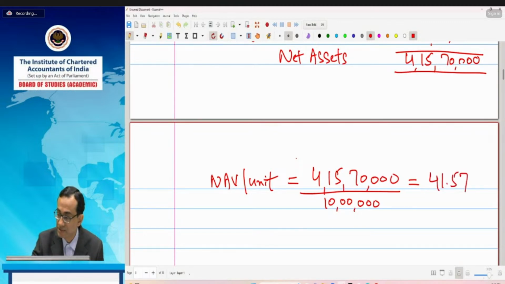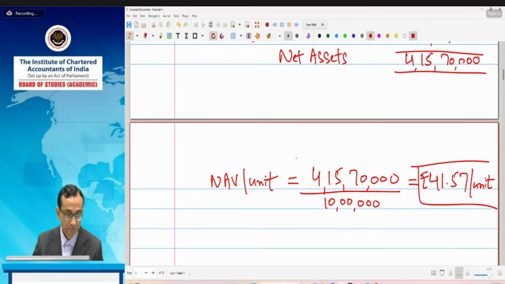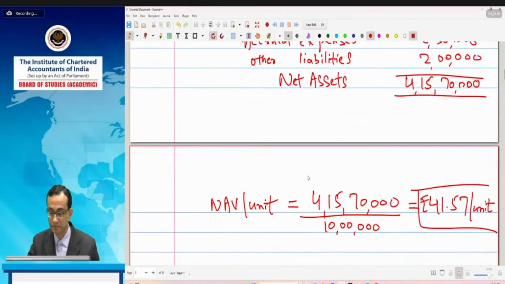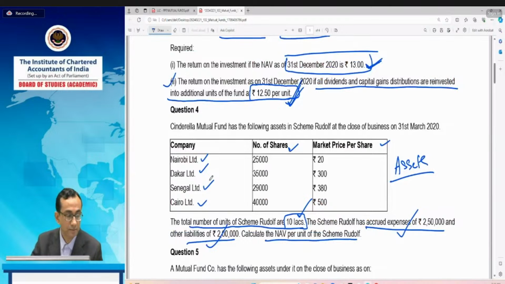So NAV is 41.57 per unit. Okay. So I hope it is clear to you. Simple question of NAV. Any question? 41.57. Good.